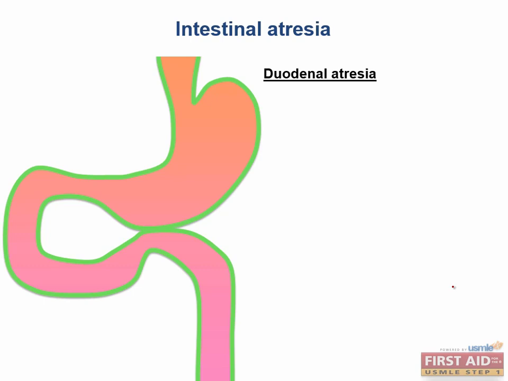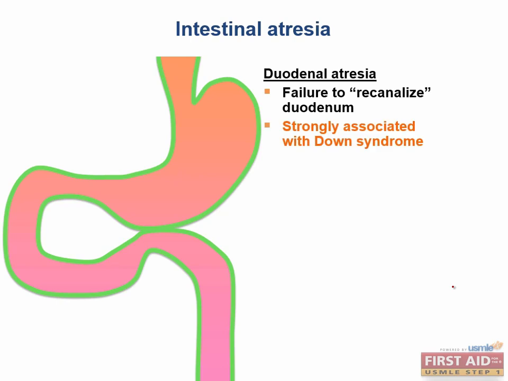And that's all well and good for a little bit, but if the lumen fails to open back up, or recanalize, then you've got a bowel obstruction, this time at the level of the duodenum rather than the esophagus. This commonly happens to kids with Down syndrome, and actually a whopping 20 to 40% of all kids who get duodenal atresia are Down's babies.